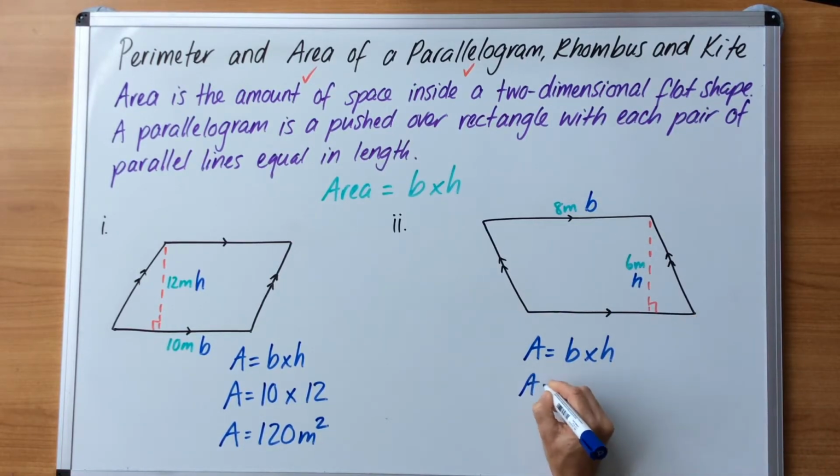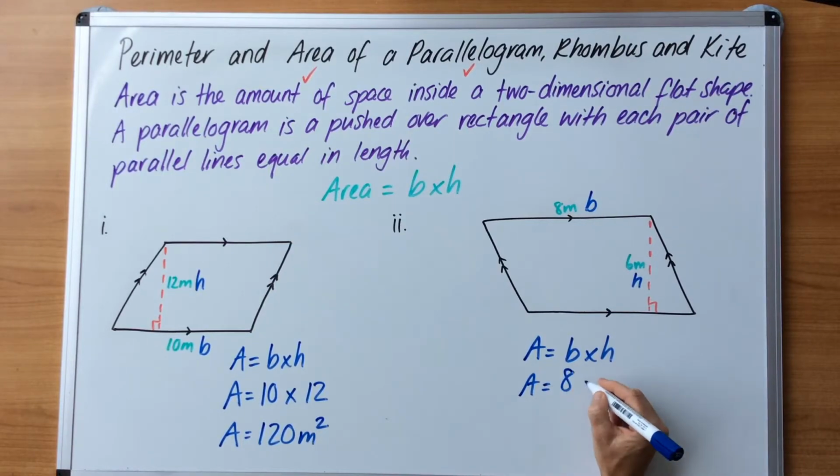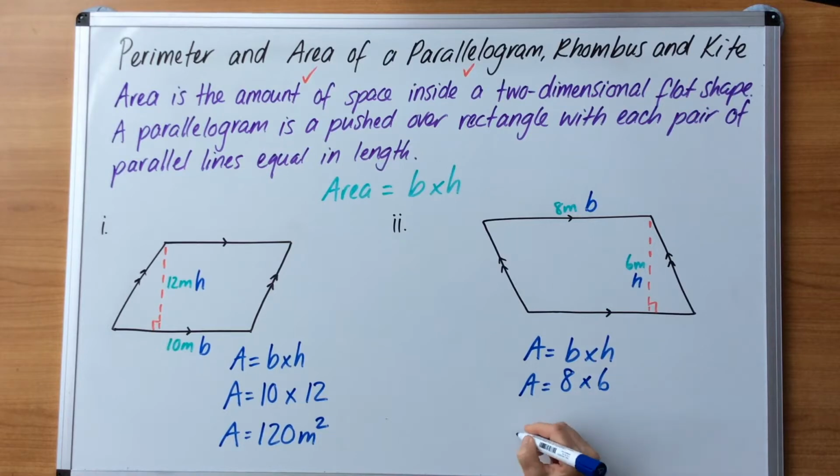So again, area equals, now we substitute, 8 is the base, multiplied by 6 as the height, and we go 8 times 6, and that is 48. The measurement is meters, and because it's area, it is squared.